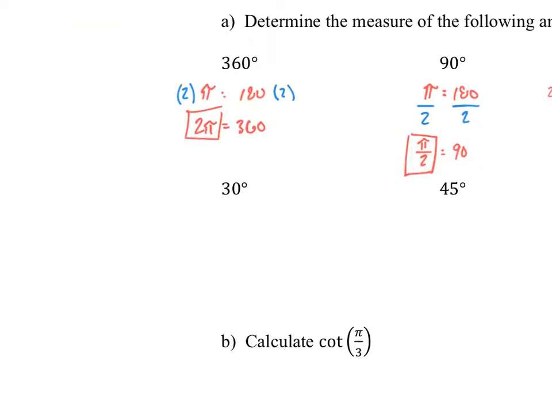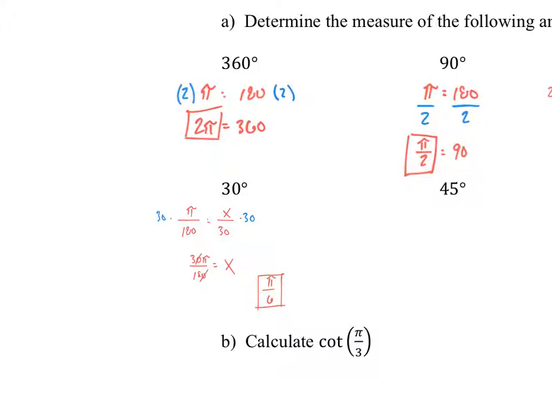30 degrees. Let's do it the second way now. So we know that pi is to 180 as some measure of radians is to 30. How do we get that x by itself? Times 30, times 30. And now we've got 30 pi over 180 equals x. We have to reduce this. Can cancel those. And now I have 3 over 18, which reduces to 1 pi over 6. So 30 degrees is pi over 6.